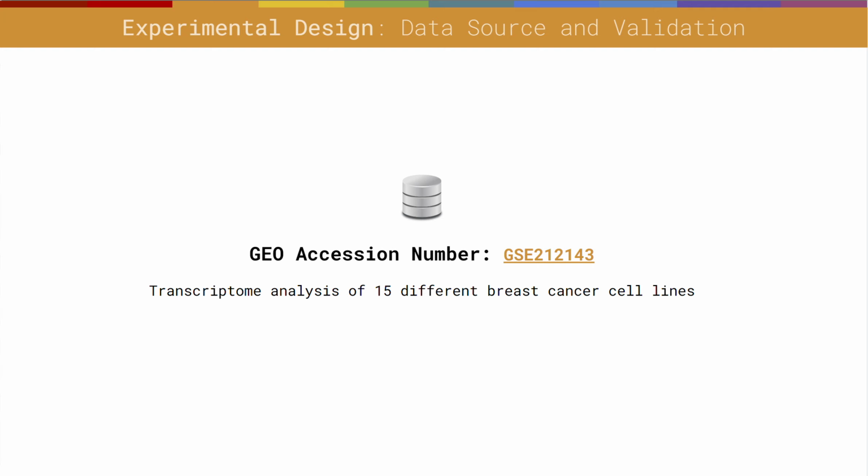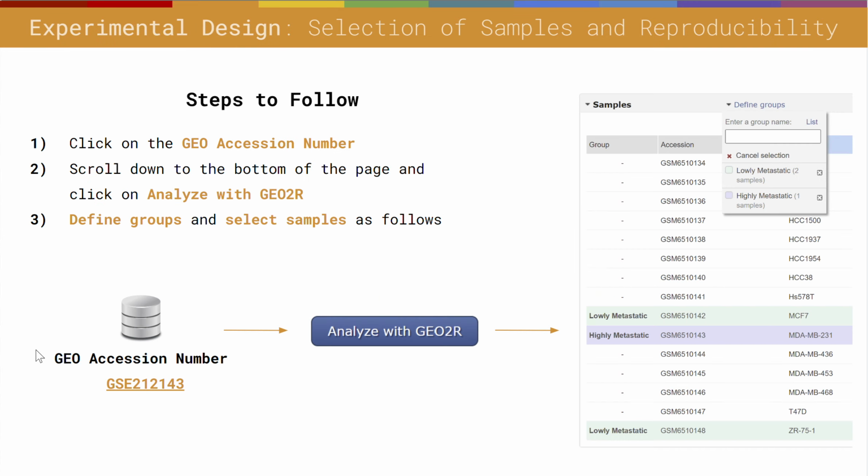Data source and validation. So what did we do? Here we accessed GEO for a specific series that has these cell lines as samples, and basically it's a study that did a transcriptome analysis of 15 different breast cancer cell lines, and the data can be accessed through this series by clicking on it. Here we follow the steps for reproducibility.